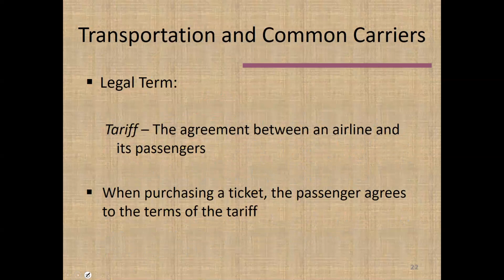Let's talk about a tariff. Of course, we talk about tariffs in terms of trade issues. We're not talking about it from that perspective, though. We're talking about it from the perspective of airline travel. A tariff is the contract between the airline and each one of its passengers. When you buy a ticket on an airline, the passenger is basically agreeing to those terms, is entering into that contract. So this is the term for this particular type of contract.